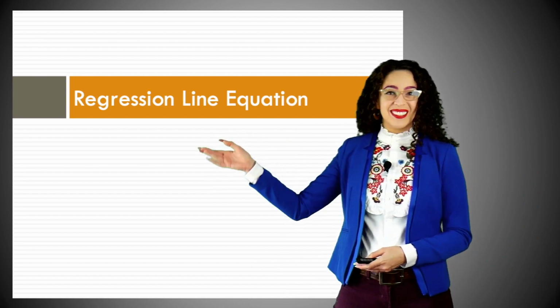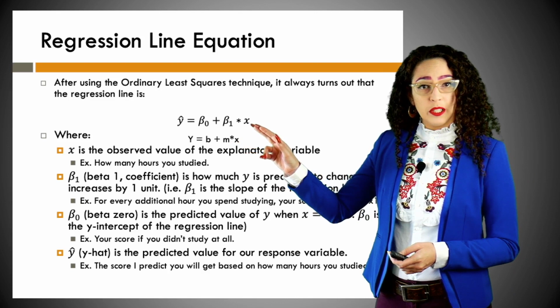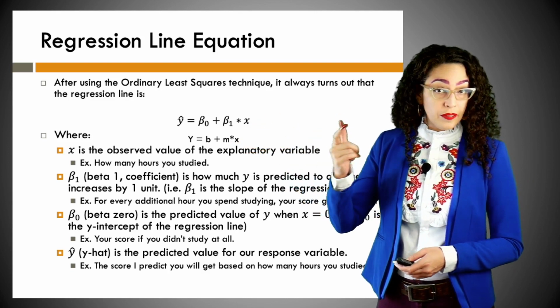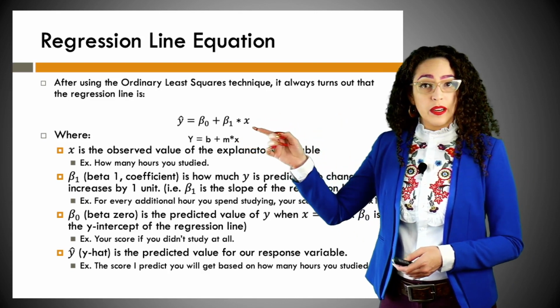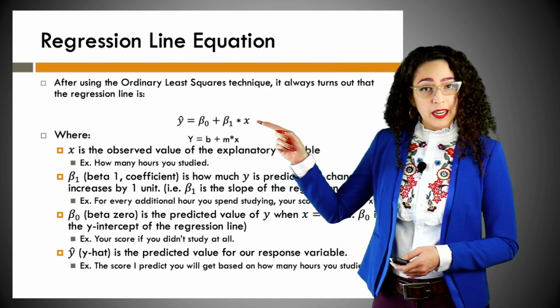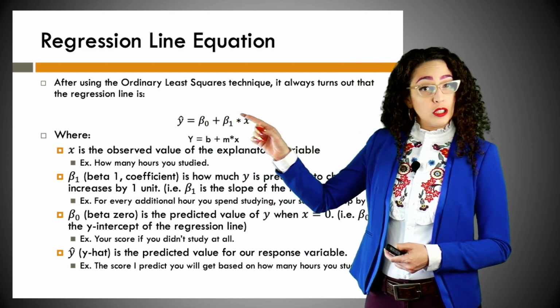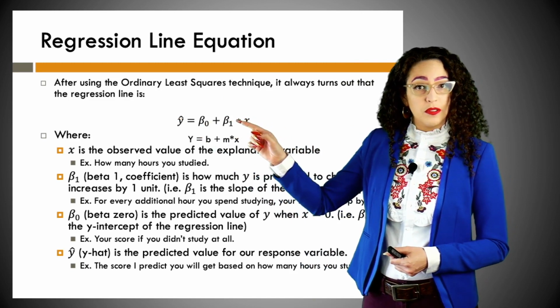Regression line equation. Now let's investigate this equation. Here we have our x value, which is the observed value of the number of hours that you studied, and this is what we are going to use to explain your grade. This is our explanatory variable. Now we have this beta 1, and this is basically the slope if you're thinking about this old equation from math class.